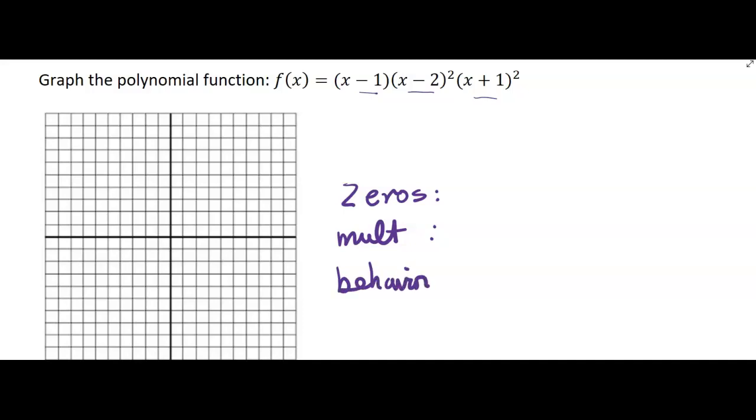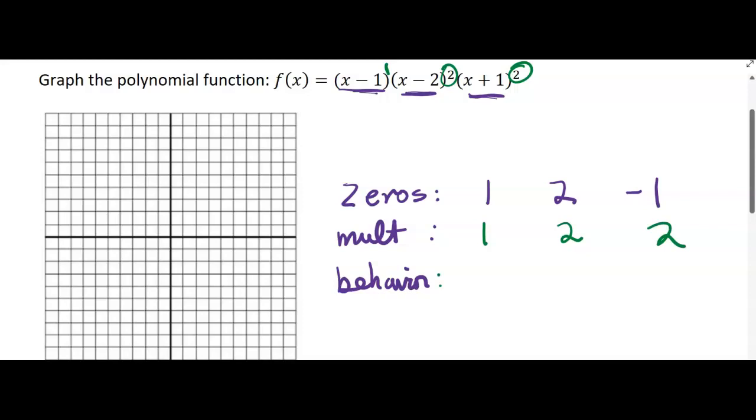Does it bounce? So the first linear factor, x minus 1, means 1 is a zero. The second one means 2 is a zero. And the last one, negative 1 is a zero. Now, the multiplicity goes by the exponent. So the exponent is 1. There's a multiplicity of 1 on 1. And then this one has a multiplicity of 2, and this one has a multiplicity of 2.